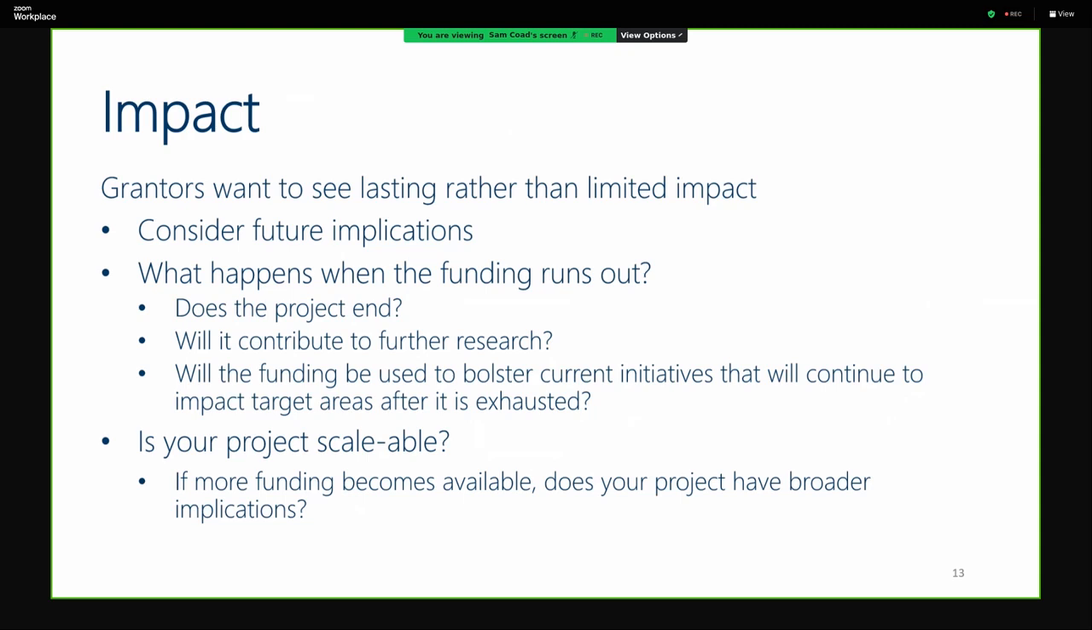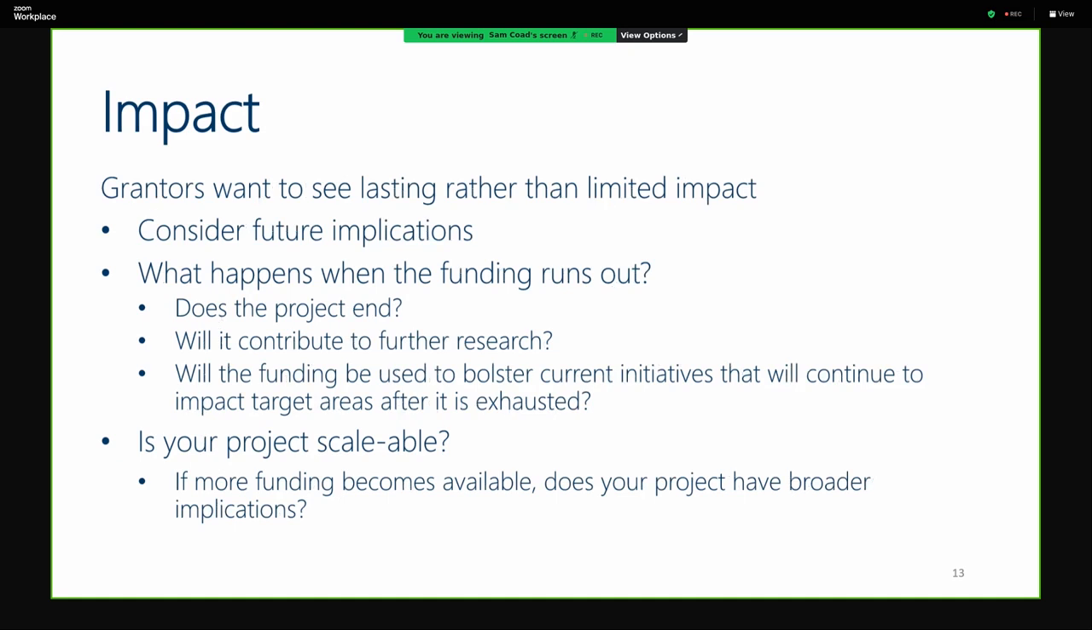You also want to consider overall impact. Grantors want to see lasting impact rather than limited. They want to see that programs that they fund will continue after the funding expires. And think about what happens when the funding runs out: if the project just ends, or if it contributes to further research, or if it'll be used to bolster current initiatives to make sure that they last longer. Those are also examples of forward thinking rather than backwards or present thinking. You want to make sure that they're getting the most bang for their buck.